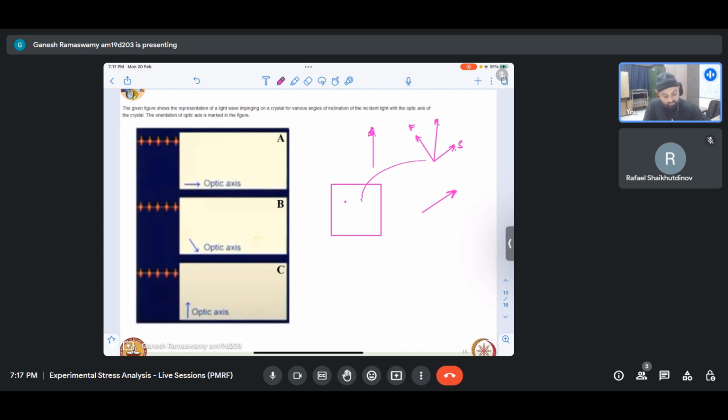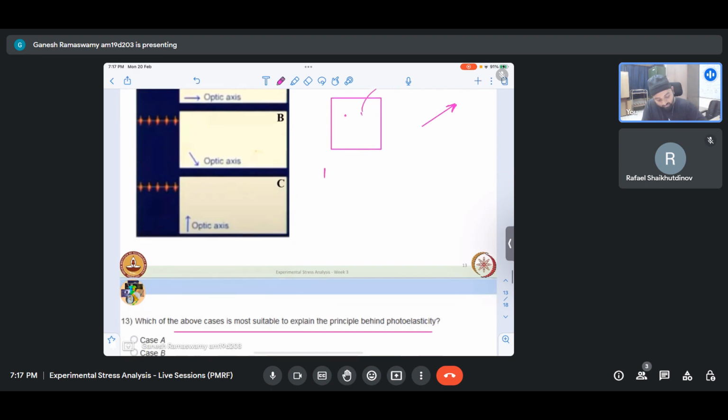So essentially what happens is, if the light gets totally cut in a plane polariscope setup that is having only two polarizers which are crossed, then it implies that one of the axes is parallel to the direction of the principal stress there. That is why light is getting cut.